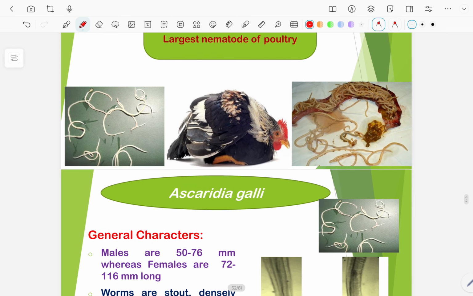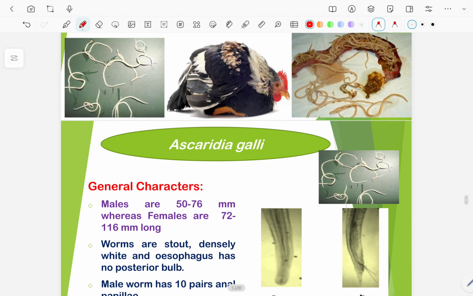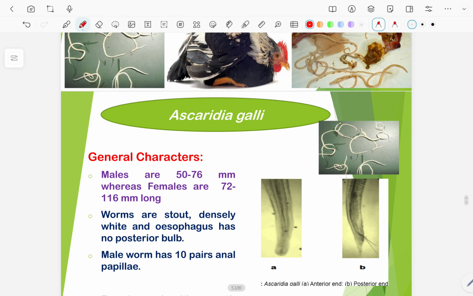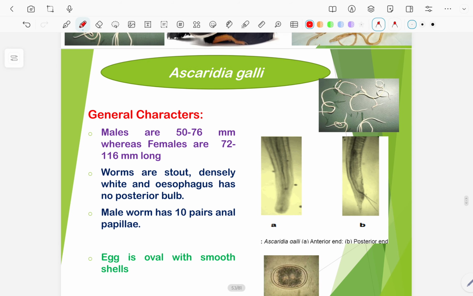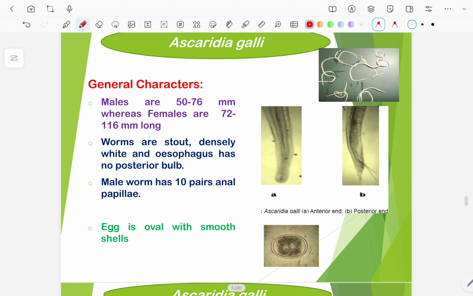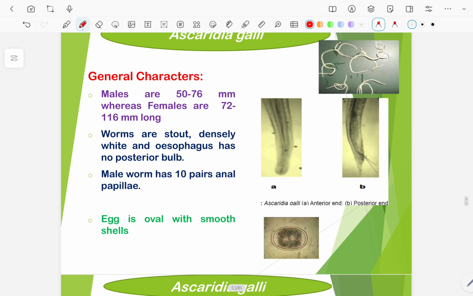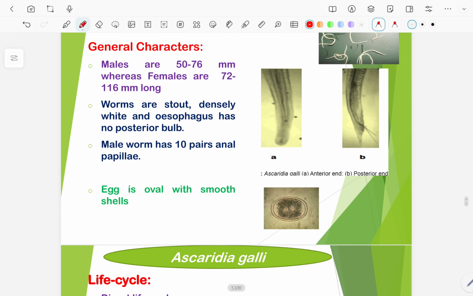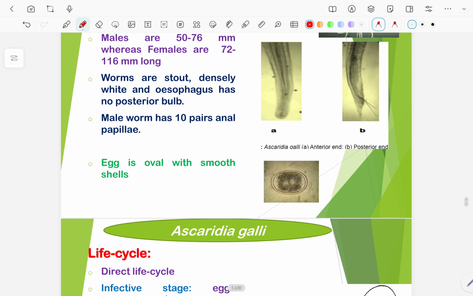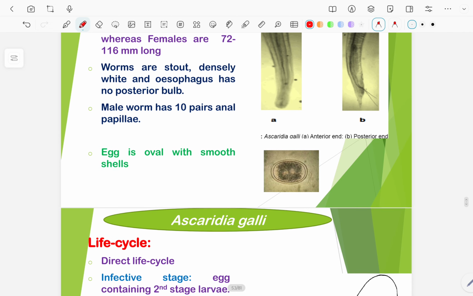Ascaridia galli general characters: males are 50 to 76 mm, whereas females are 70 to 160 mm long. Worms are stout and densely white, and the esophagus has no posterior bulb. The male worm has 10 pairs of anal papillae. The egg is oval with a smooth shell.